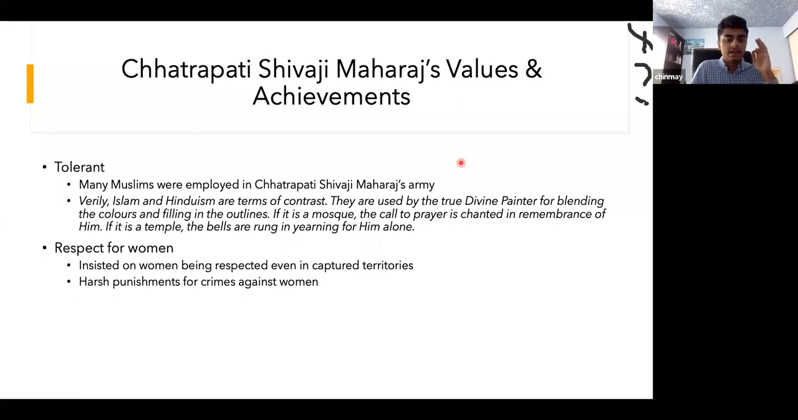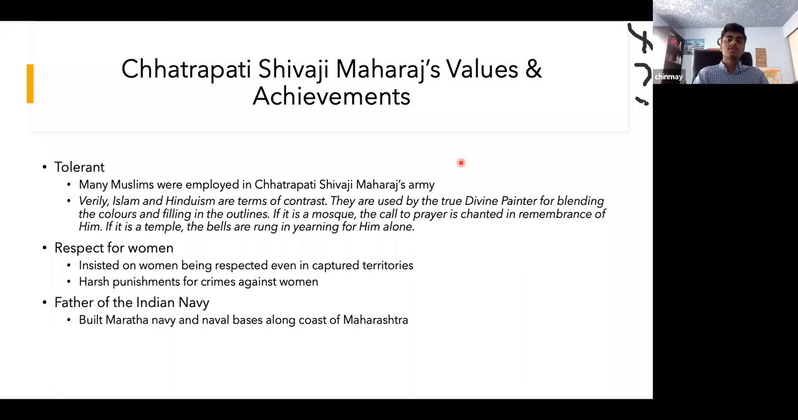And another thing was one of his main values was a respect for women, which was brought upon by his upbringing, his attachment to his mother, and so on. Even on captured territories, which was very unheard of at the time, especially by the Turkic invaders that would come in and regularly commit all sorts of crimes against the civilians and the women that they would capture, Shivaji insisted that women were to be respected in captured territories. They were allowed to leave unharmed. He was very particular about that. And especially for crimes against women, he had very, very harsh punishments in his kingdom.